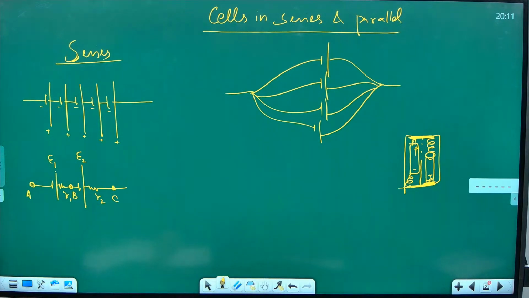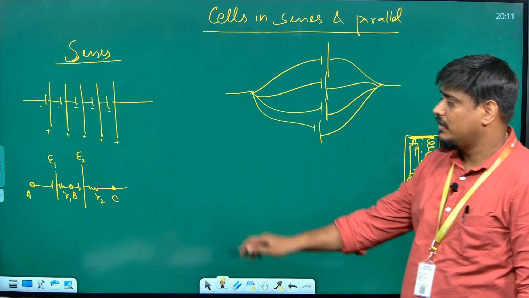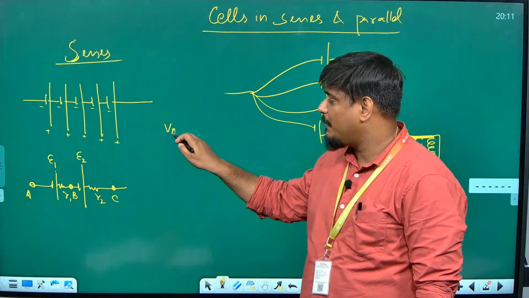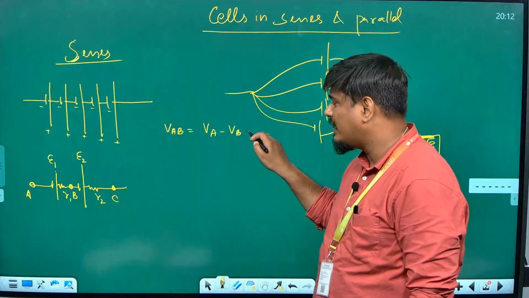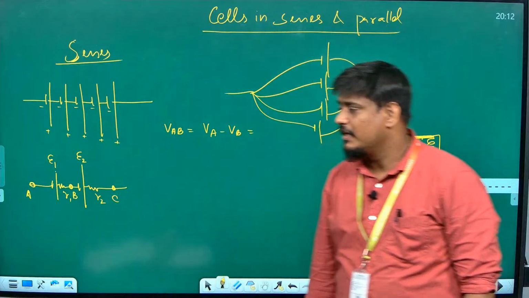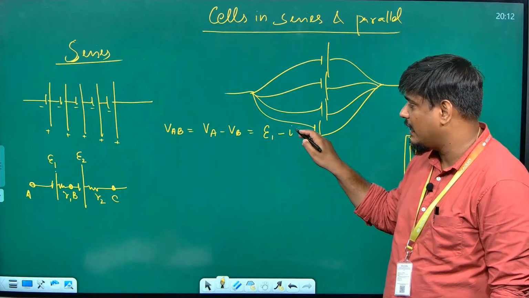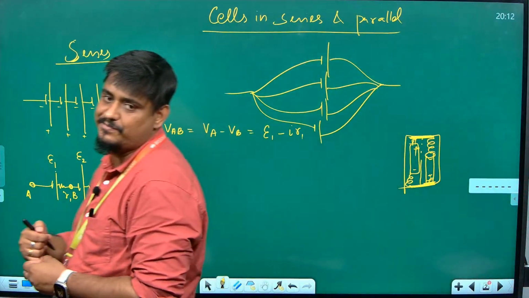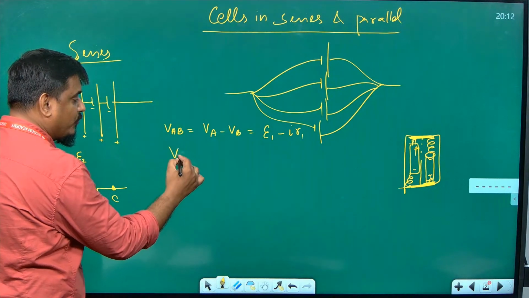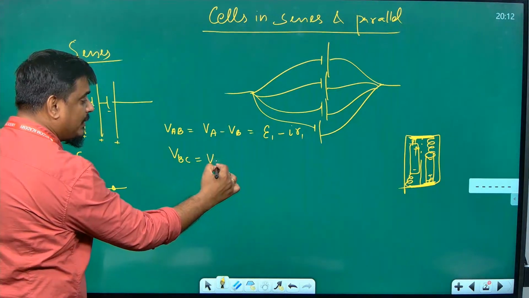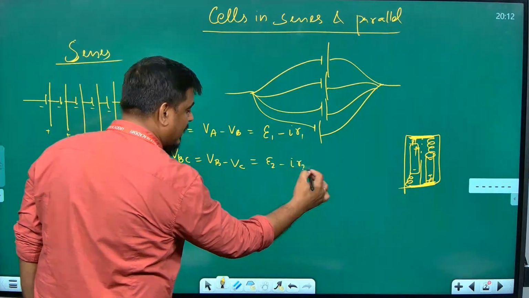then I can understand very clearly that VAB is equal to what? VA minus VB, that is the potential difference. And what is that VAB, the terminal voltage across AB? E minus IR, am I right? We have now learnt V is equal to E1 minus IR1. Do you agree with me? In series, current remains the same. Same way, if I take BC, VBC will become equal to VB minus VC, which will become equal to E2 minus IR2. Do you agree with me?